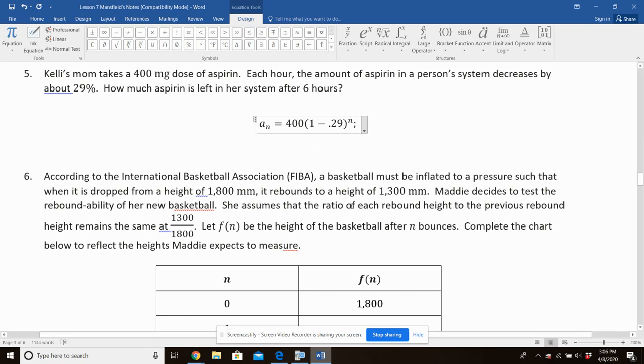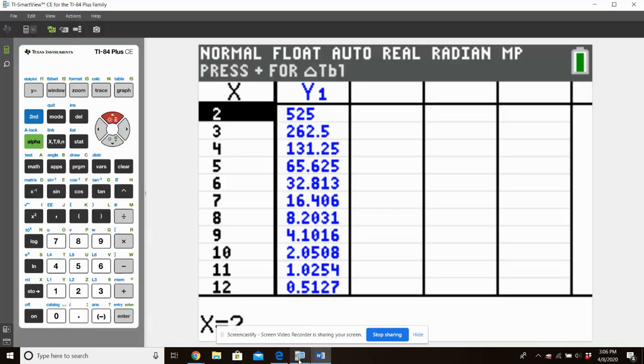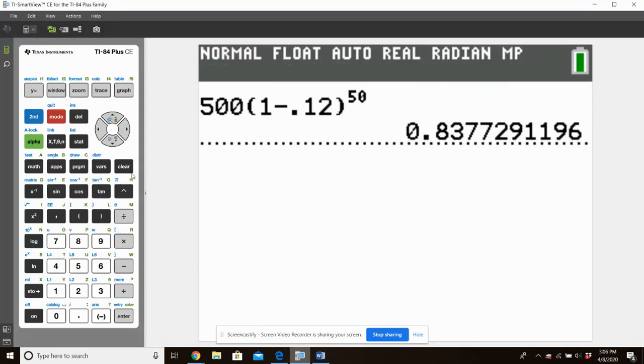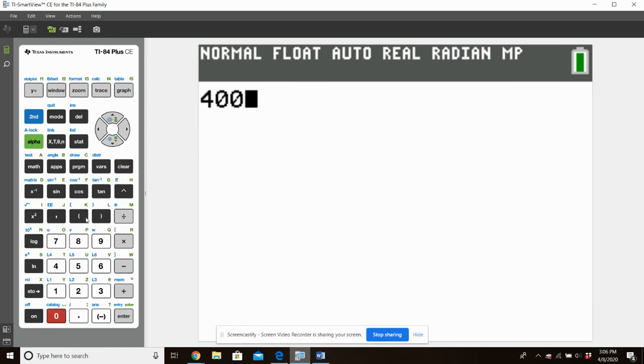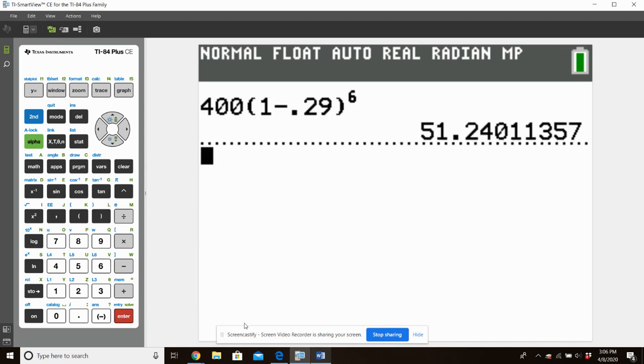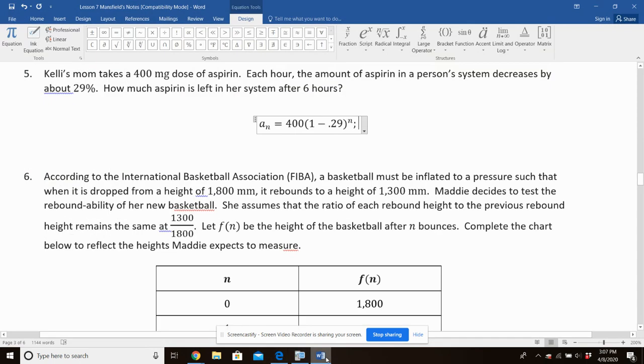So I'm going to take that to the calculator and plug a 6 in for n. So 400, parentheses, 1 minus 0.29, and raising that to the 6th power. So it looks like 51.24 is still left in her system, 51.24 milligrams. Alrighty, those are your answers.